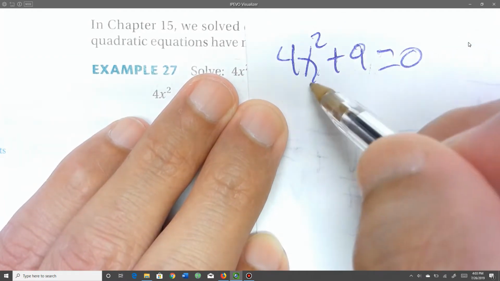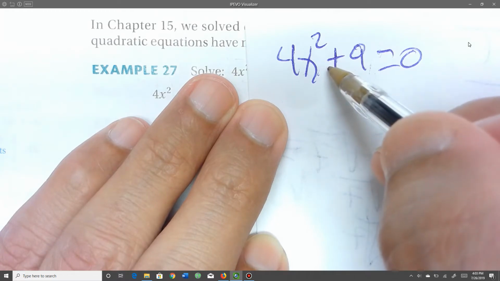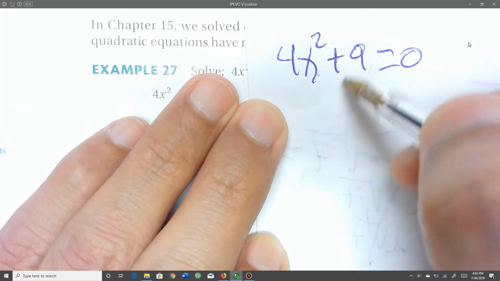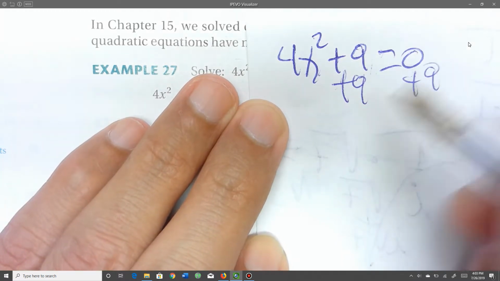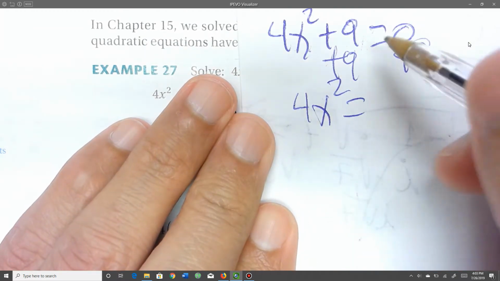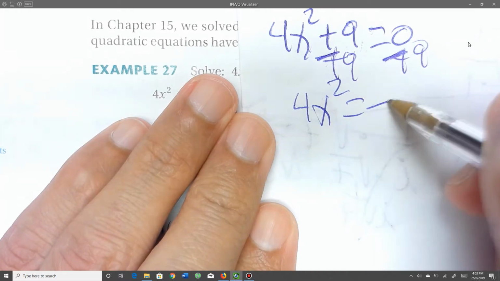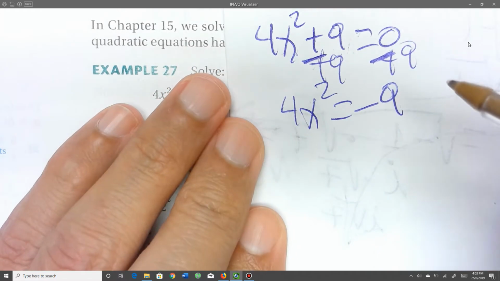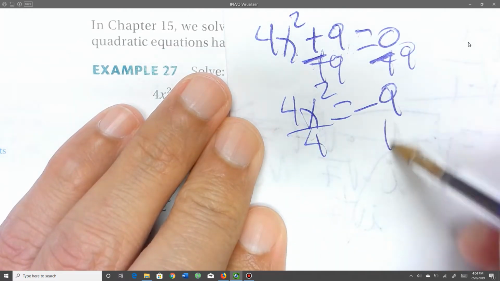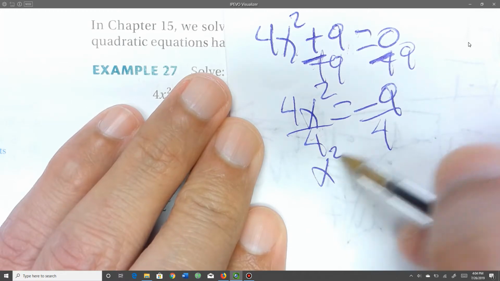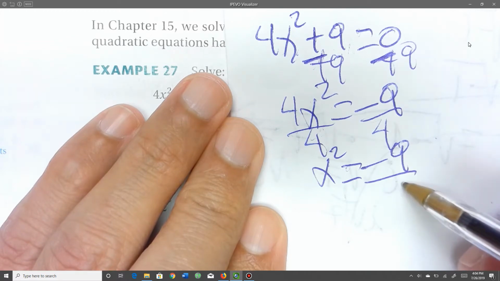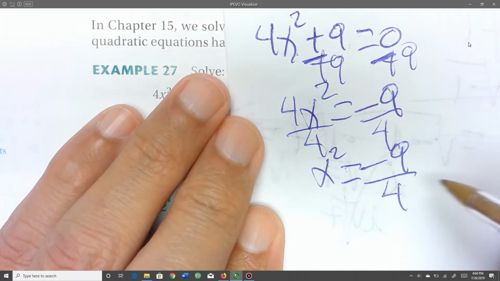So the way we do that for this one, since we're missing a middle term, we go ahead and solve for x. Watch here, add 9 to both sides. That gives me 4x squared equals, subtract. It's good that I caught myself there, or else I'd be wondering what I did wrong. Now I divide both sides by 4. That's x squared on this side, and I have 9 over 4 on this side here.